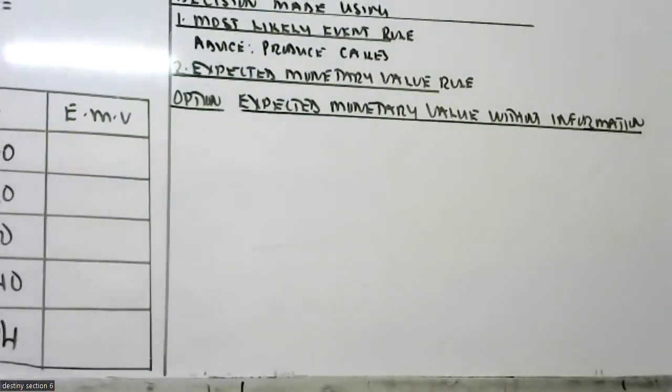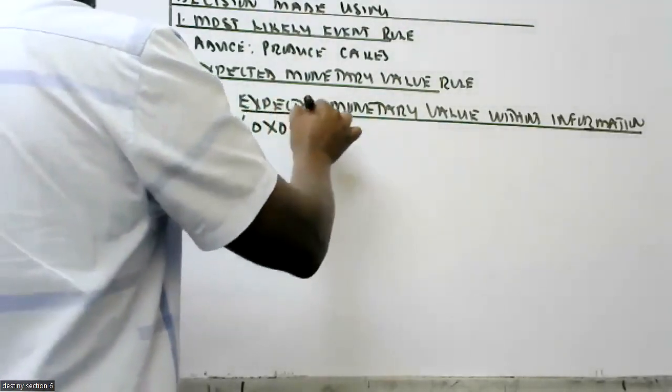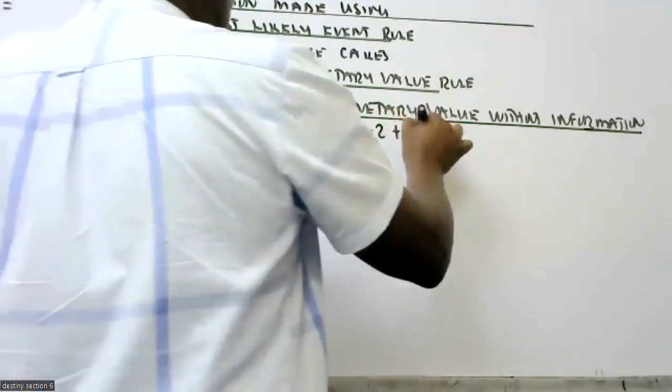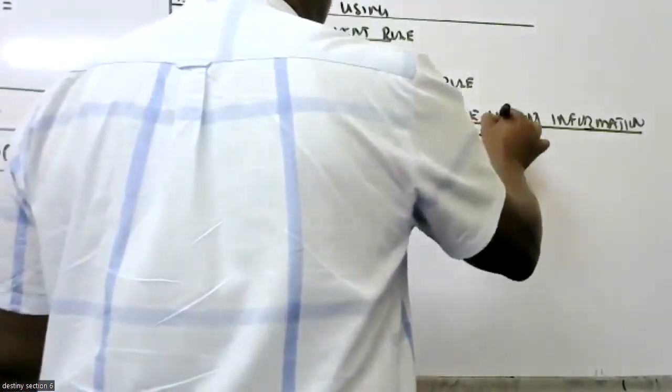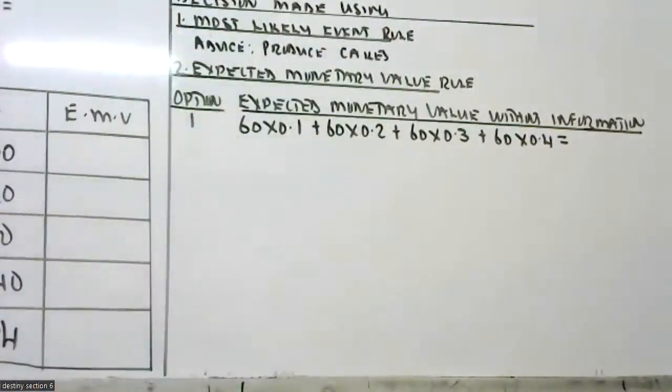So this is what you do. When you come to option one, you take these sales that are here, and then you multiply them by the probabilities. So we are going to have 60 multiplied by 0.1, plus 60 multiplied by 0.2, plus 60 multiplied by 0.3, plus 60 multiplied by 0.4. So that is what we do.